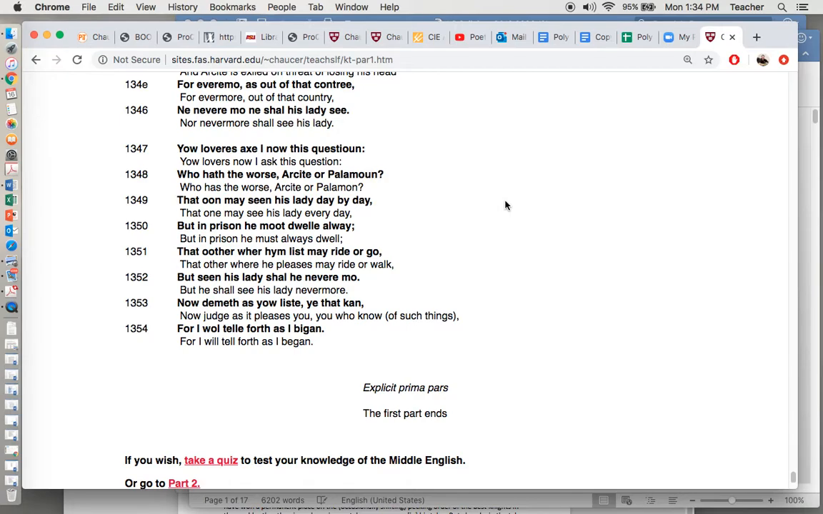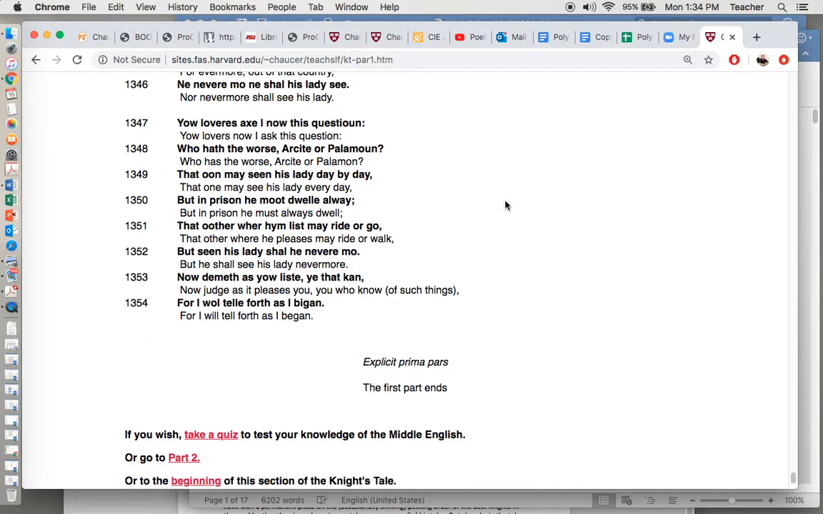That one may see his lady die be die, but in prison he mote dwell alway, that although where him list may read or go, but seeing his lady shall he never more. Now deem it as you list, ye that can, for he will tell forth is he begun. And we see explicit prima pars.